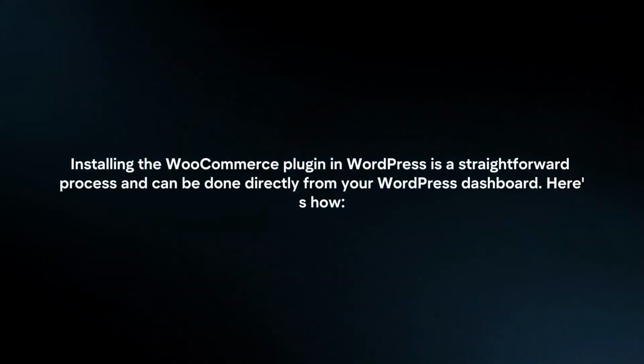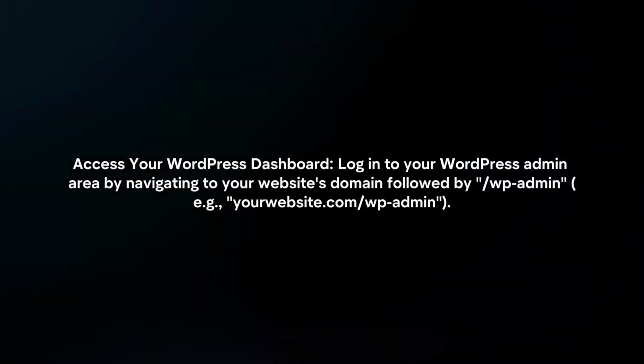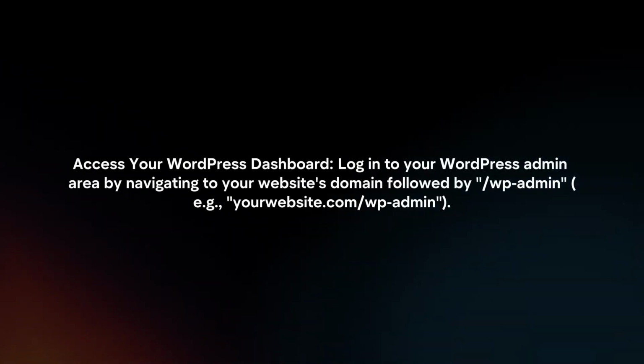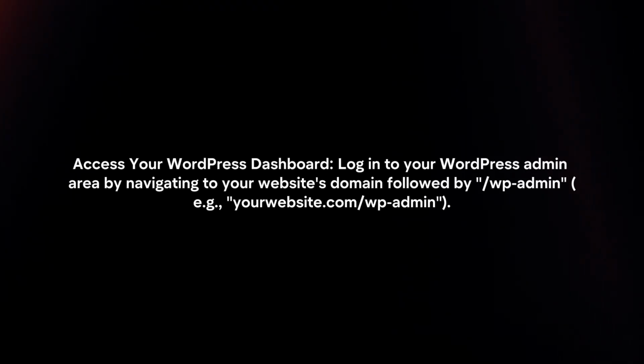Installing the WooCommerce plugin in WordPress is a straightforward process and can be done directly from your WordPress dashboard. Here's how. Access your WordPress dashboard. Log into your WordPress admin area by navigating to your website's domain followed by /wp-admin.